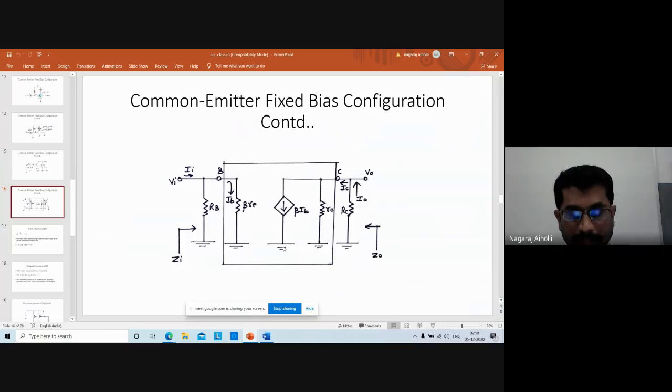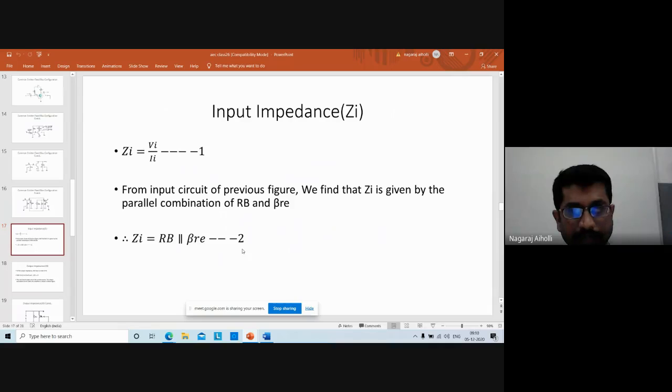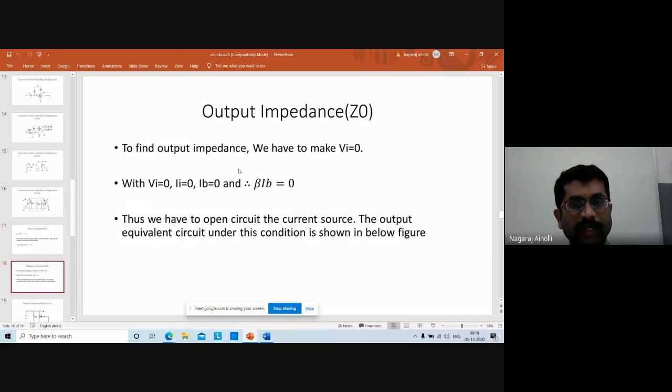Then Zi will be RB parallel beta re. Next, if we want to find the output impedance, what is the rule? We have to make the active sources 0. Yesterday only we saw for the Darlington emitter follower, we made the input voltage 0. Similarly, here make the input voltage Vi equal to 0 if you want to find the output impedance.